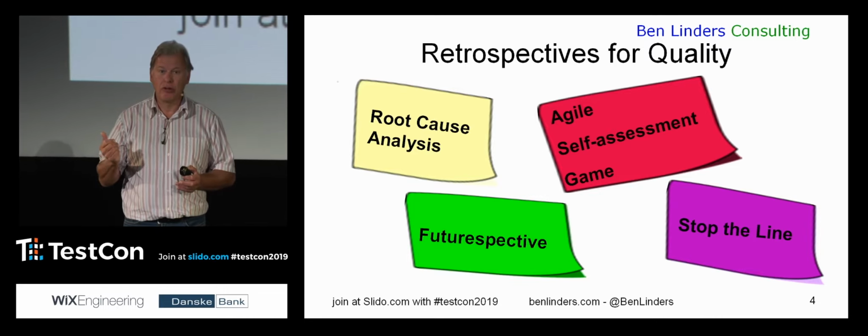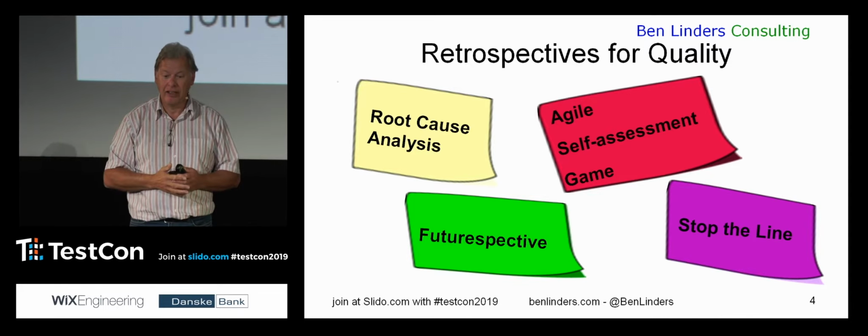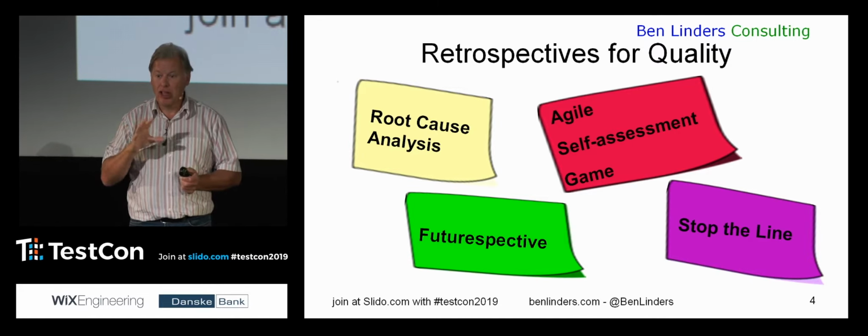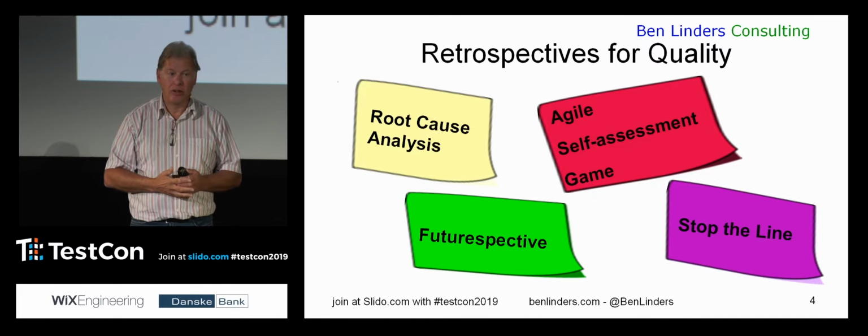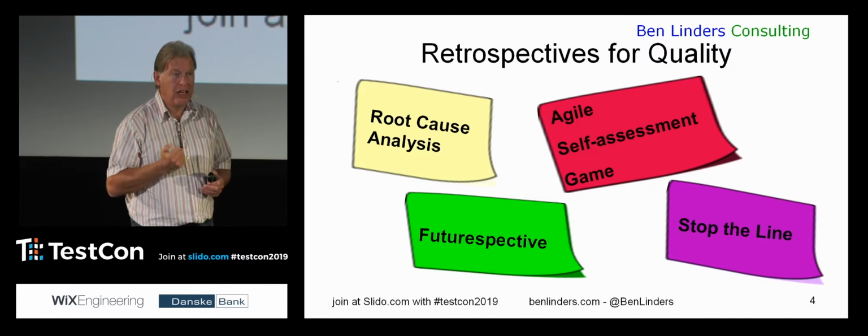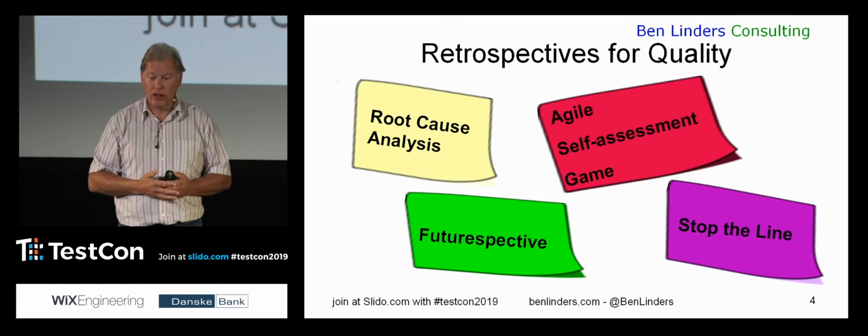I'm going to be looking at root cause analysis, how to fit it in effectively, future perspectives, some of you might know the technique, how to put yourself in the future, and based upon that decide how you want to develop that product. Self-assessments as a way to see how you were doing and decide on improvement. And an exercise which I've called Stop the Line, which is taken from the lean world, the Toyota production system.